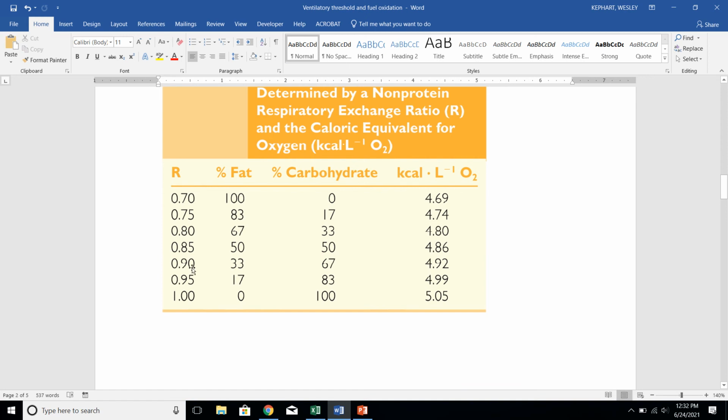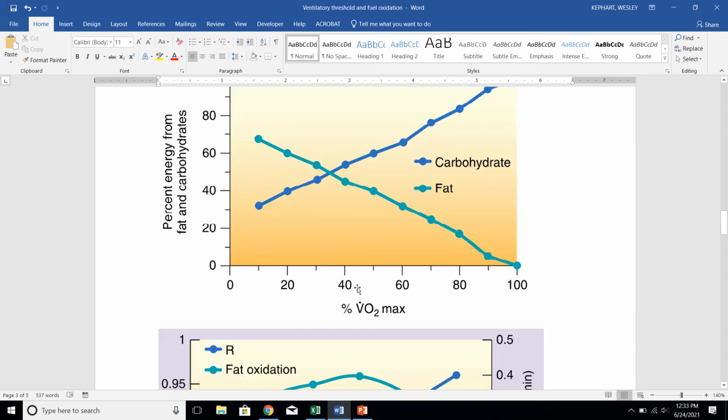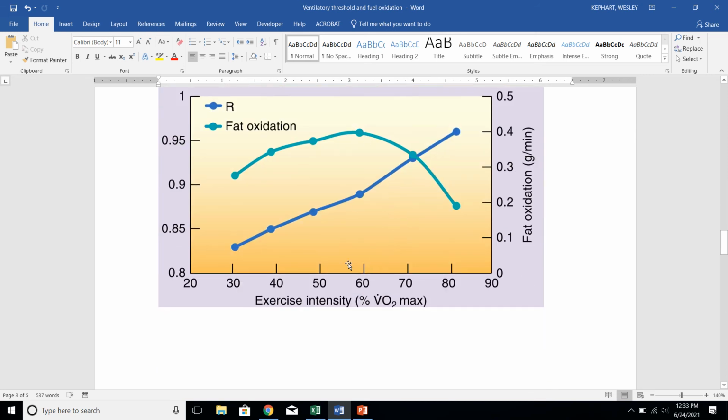if we were looking at this 0.9, only 33% of the calories that you're burning per minute are coming from fat. The rest are coming from carbohydrate. But just because you're consuming so much more oxygen and you're burning so many more calories because you're working at, sorry, right here, a higher percentage of your VO2 max, well, then you're burning more fat calories there.